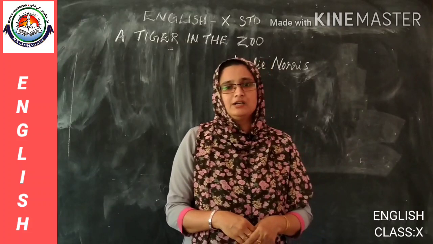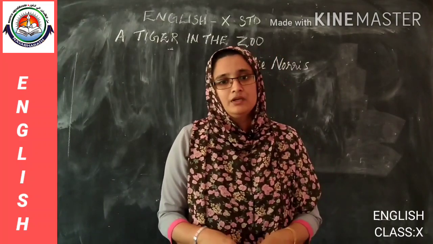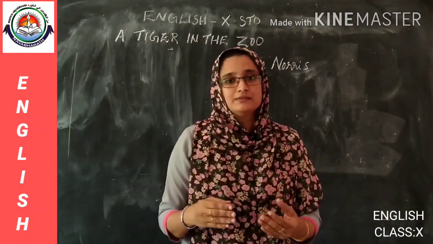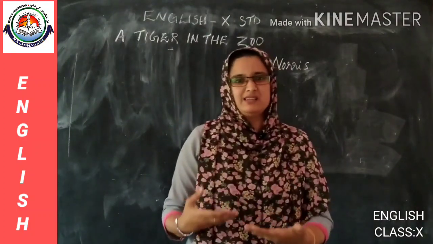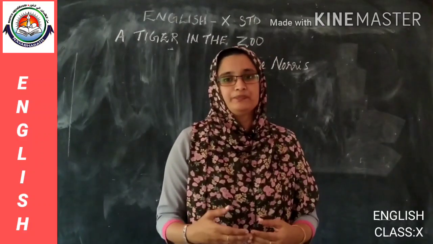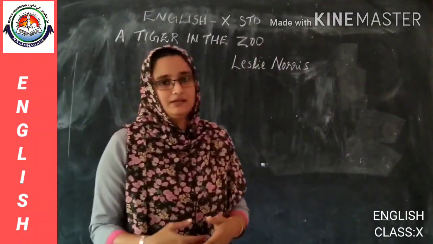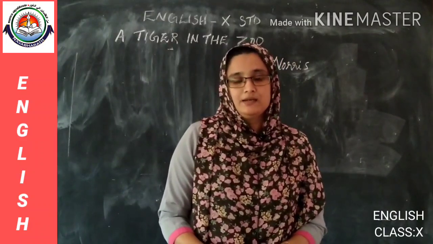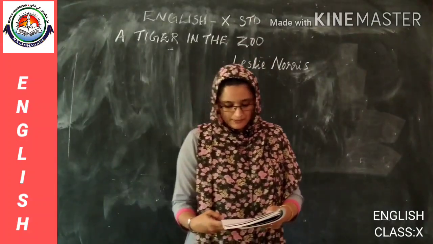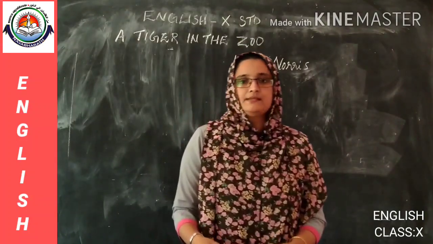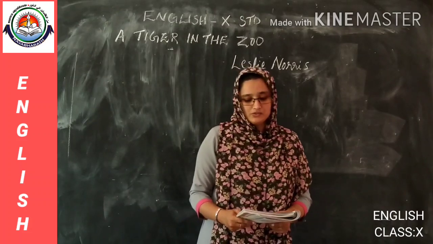Okay, let's see. Here also we are going to learn about the poem, A Tiger in the Zoo. Through this poem, the poet tries to tell about the problems, the restlessness, the frustration, the agony of an animal, of a tiger in this poem. Okay, let's see the poem. Children, please take your textbook. This is the third poem from the book First Flight. Let's move. A Tiger in the Zoo.